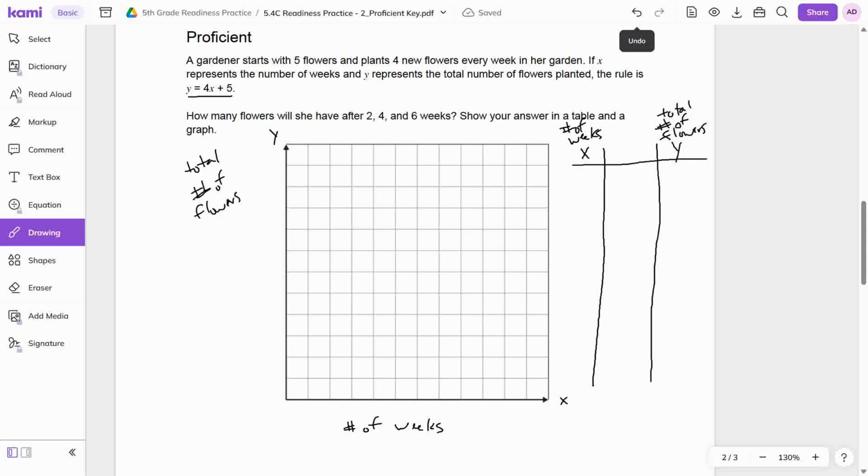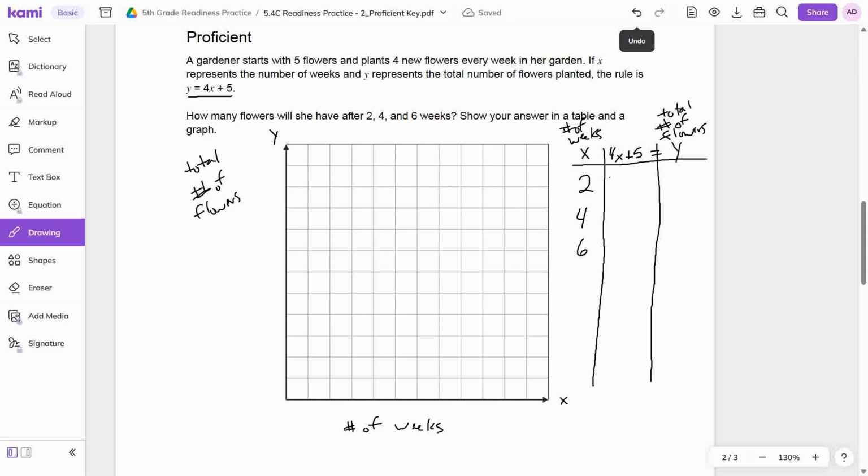Now before I put my scale on there, let's see what we actually start with. With our x and our y, let's see what that ends up being for 2, 4, and 6 weeks. So my weeks are going to be 2, 4, and 6. And our expression here is y equals 4x plus 5. So I'm gonna kind of flip that around. I'm gonna say 4x plus 5 equals, and then there's my y.